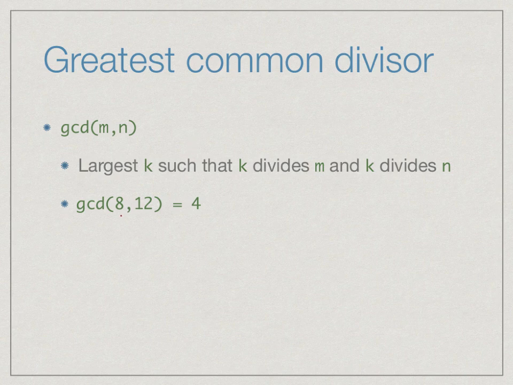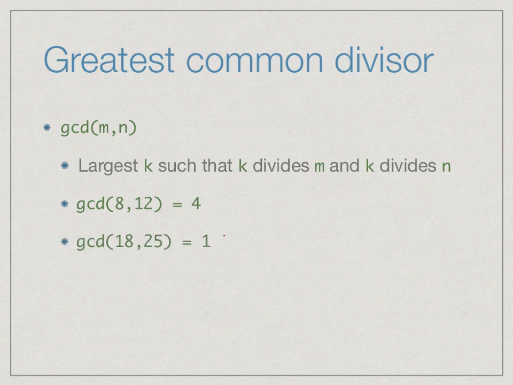For instance, if we look at the numbers 8 and 12, then we can see that 4 is a divisor of 8, and 4 is also a divisor of 12. Another divisor of 12 is 6, but 6 is not a divisor of 8. So if we go through the divisors of 8 and 12, it's easy to check that the largest number that divides both 8 and 12 is 4. So GCD of 8 and 12 is 4.